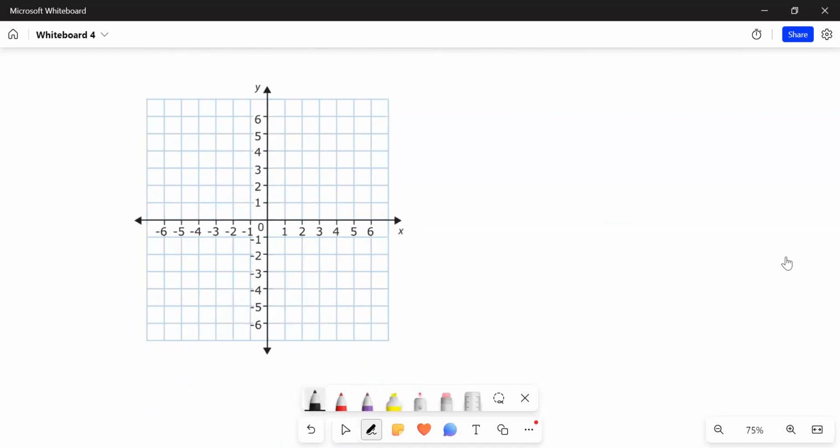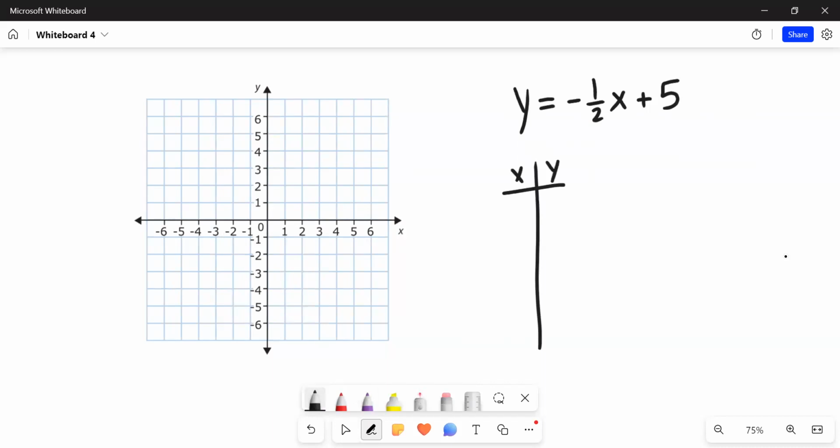When it gets a little more complex, you do have more work. For example, if y is equal to -1/2 x plus 5, now you have a little more work. What I would recommend when you have a fraction is try to pick values that work well with that fraction. 0 always works well because 0 times anything is 0. So when we plug in 0 for x, we'll just get 5 because that first part is 0. So that's easy to start off with.